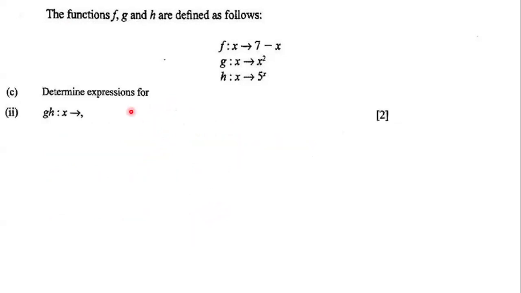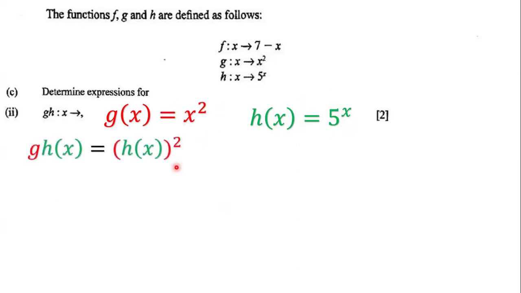Next, we have to determine expressions for g of h of x. This is again a composite function. So we have two functions, a parent function and a baby function. And we have to take this baby function and put it inside of the parent function. So the parent function is g of x, the baby function is h of x. We have to take h of x and put it inside of the parent function. Now, g of h of x can be expressed as h of x squared.